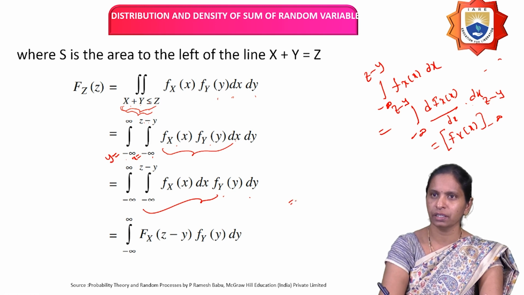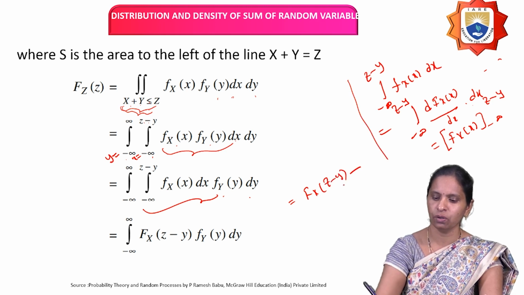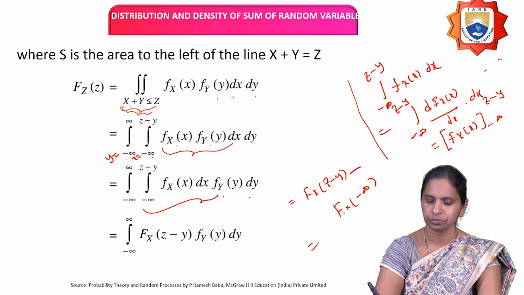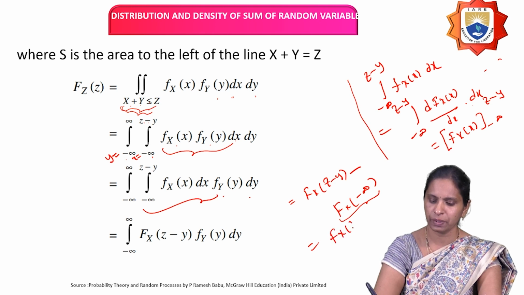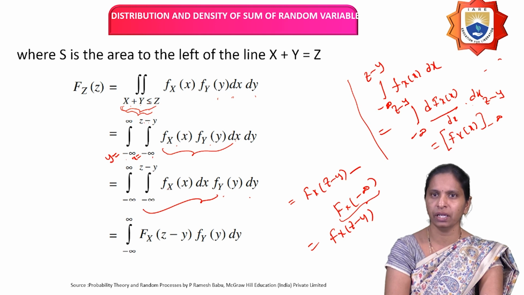Then what can you obtain here? Fx of the upper limit z minus y, minus Fx with the lower limit minus infinity substituted in place of x. What is Fx of minus infinity? It is 0, from the properties of the distribution function. Therefore, that equals Fx of z minus y. So the integration from minus infinity to z minus y of fx of x dx equals Fx of z minus y, into fy of y dy.